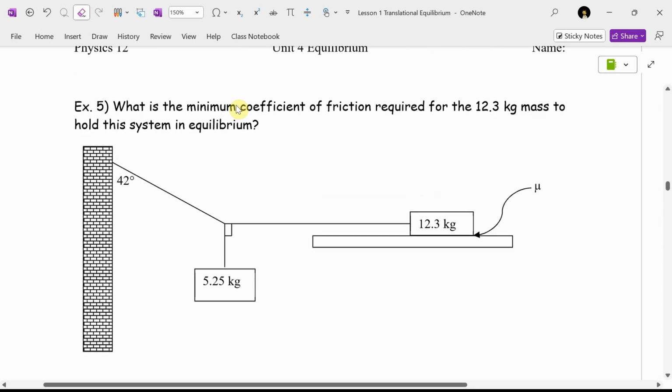Here's an application. It says, what's the minimum coefficient of friction? Hey, it's asking us what's mu, required for the 12.3 kilogram mass to hold this system in equilibrium. How many masses are there? M1, M2.